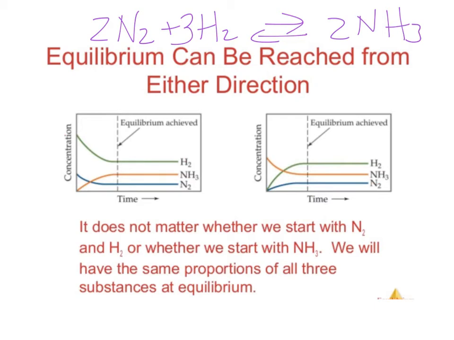And that is why we write our equilibrium constant expression as a ratio of the products, in this case it would be NH3 to the second order, over the reactants, N2 to the first and H2 to the third.